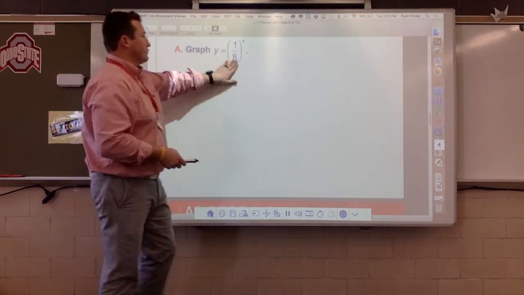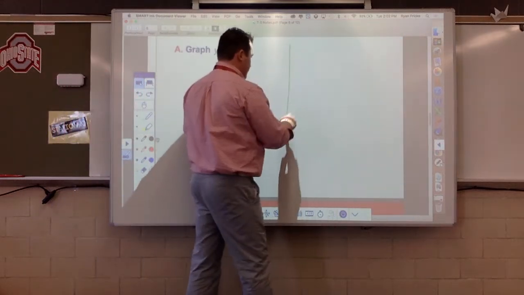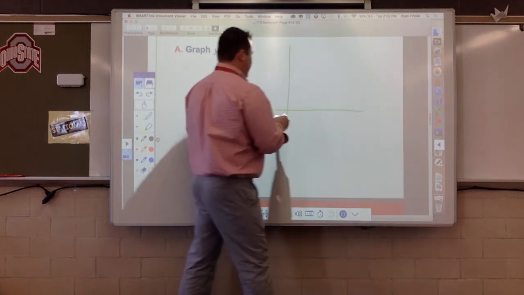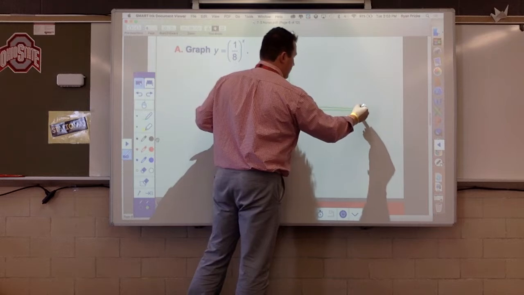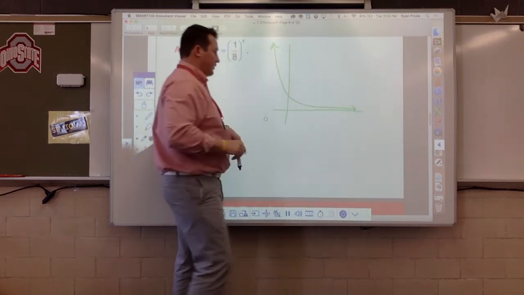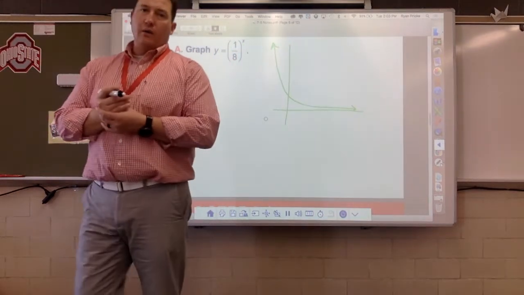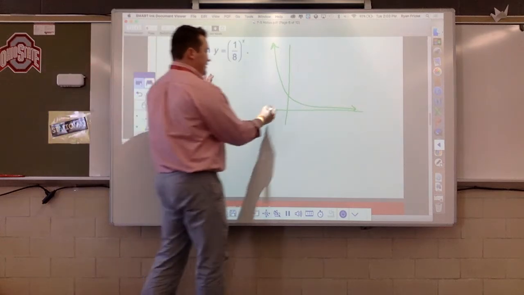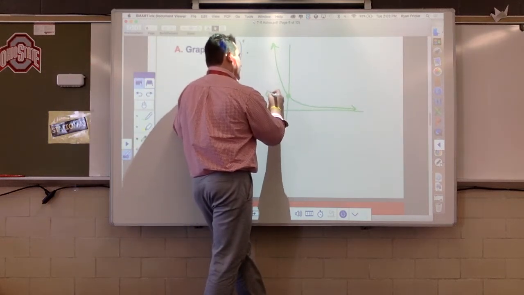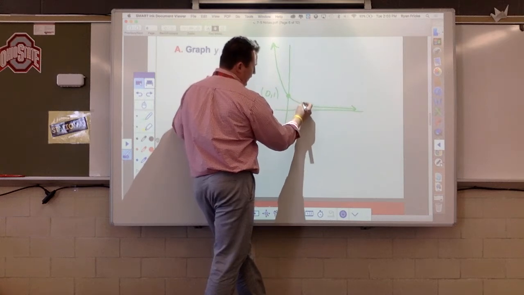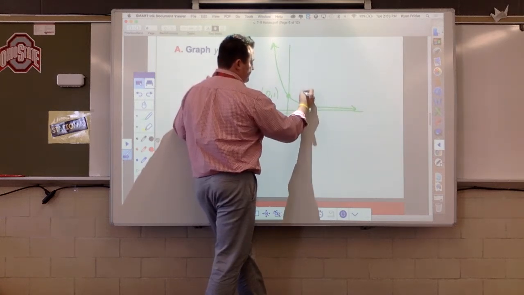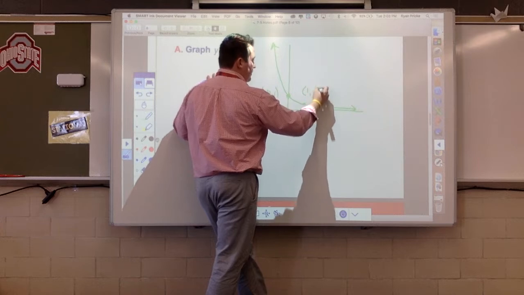Guys, you'll notice when we see these graphs here, these are exponential decay functions. There you go. Look at that, super good looking one there. Again, this is the ordered pair (0, 1). And then this down here is going to be (1, 1/8).